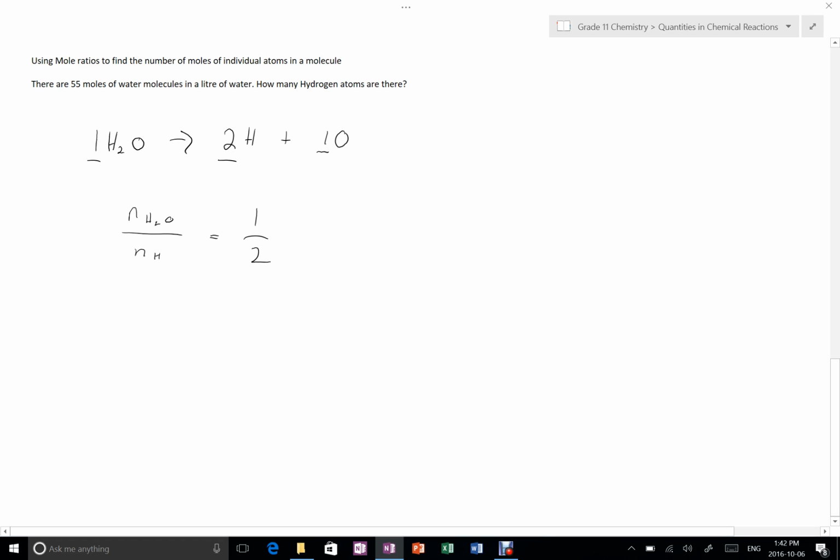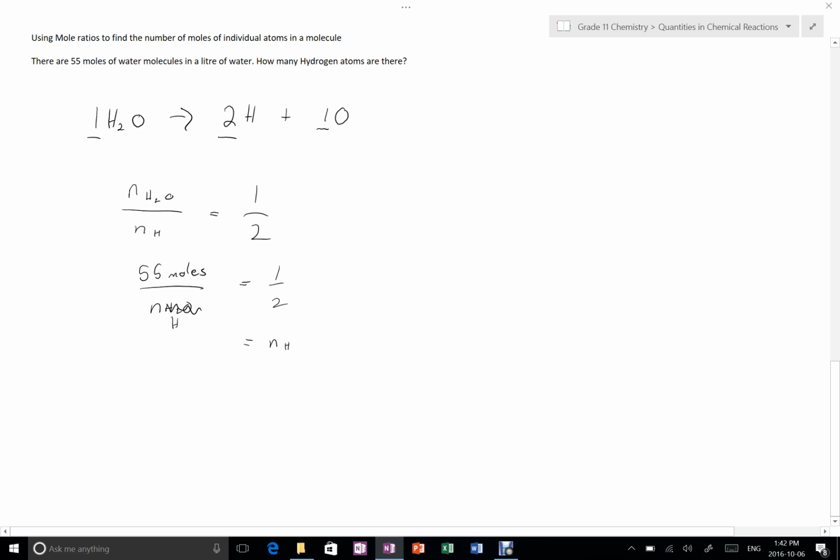And then with that, I can convert my number of moles of water into a number of moles of hydrogen atoms specifically. Here I have 55 moles of water particles. How many moles of hydrogen do I have? And here I'm going to bring the 2 up here, multiply both sides by 2, and I get 110 moles of hydrogen atoms.